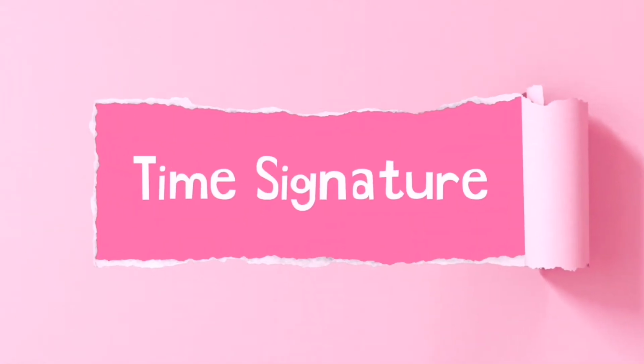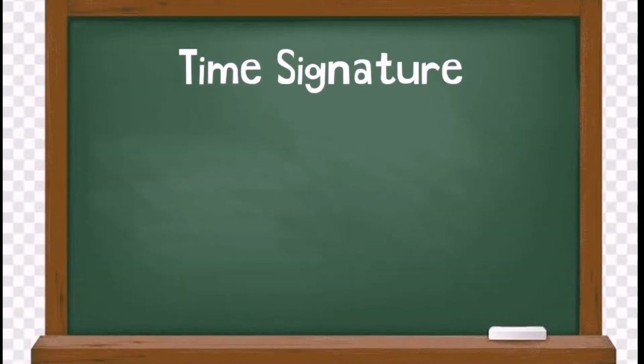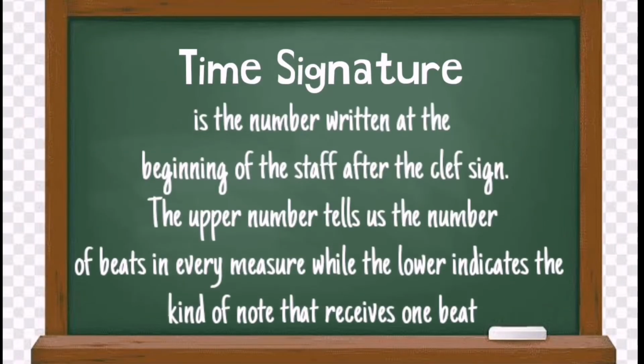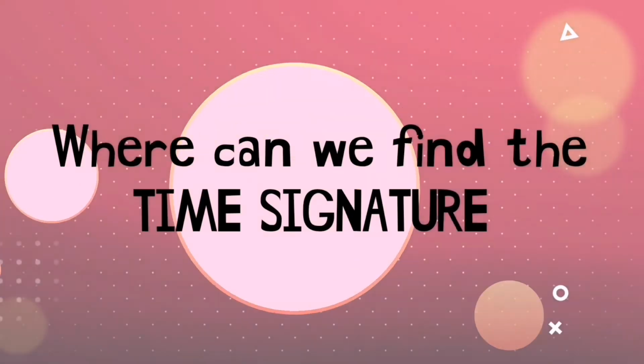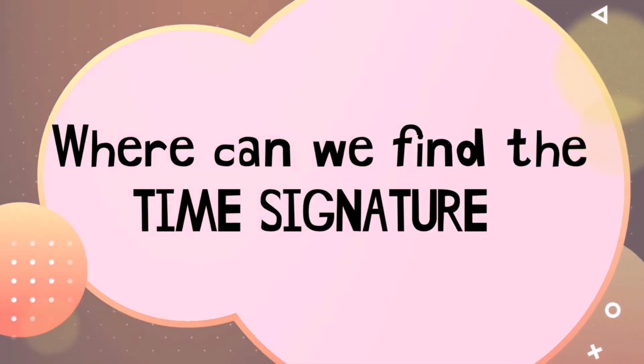Time signature. Time signature is the number written at the beginning of the staff after the clef sign. The upper number tells us the number of beats in every measure, while the lower indicates the kind of note that receives one beat. Where can we find the time signature?